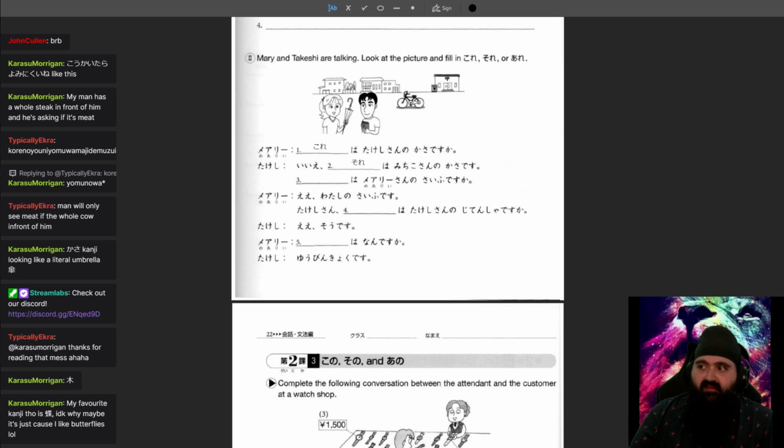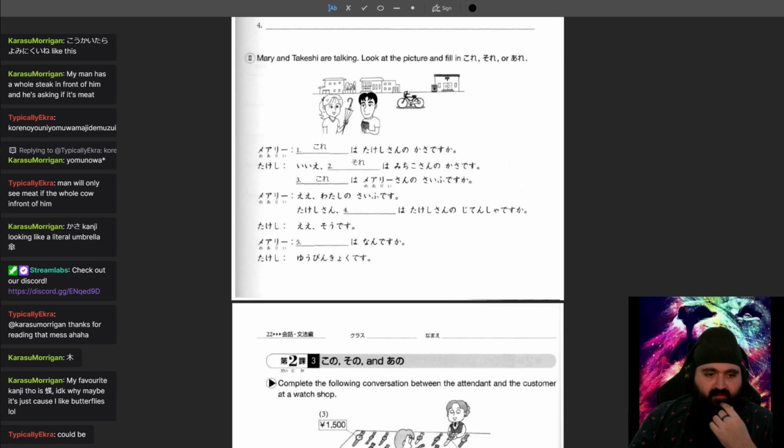Blank. Mary-san no saifu desu ka? So now saifu is wallet. Whose wallet? Mary-san no saifu desu ka? And who's holding it? Takeshi. Who's speaking? Takeshi. So we know that it's close to him, so it should be kore. Kore wa Mary-san no saifu desu ka?